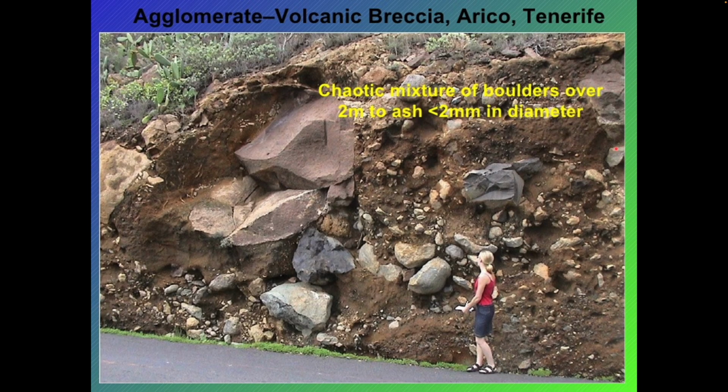In the largest, highest energy pyroclastic flows, they will pick up pieces of the underlying surface. Previous lava flows, just pieces of rock of the landscape, and these will be incorporated up inside your pyroclastic flows. So this particular pyroclastic flow includes a chaotic mixture of boulders over 2 meters across to fragments of ash, which are less than 2 millimeters in diameter. So this is a very high energy pyroclastic flow that this outcrop is showing.